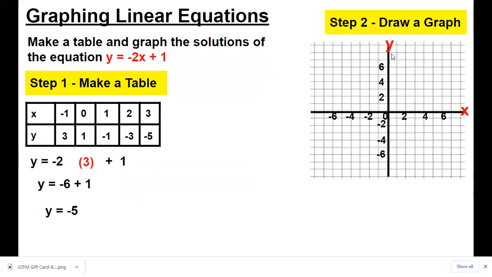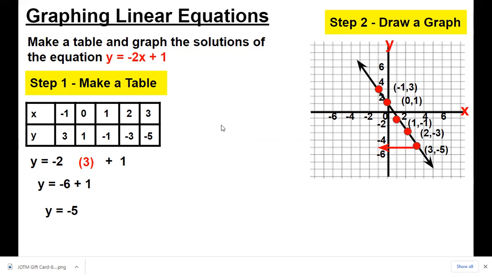Notice how I can make a graph that is like this, because sometimes I have negative numbers, don't I? So then I would put my axes in the center. So let's plot those points. There's negative 1, 3; 0, 1; 1, negative 1; 2, negative 3; and 3, negative 5. Connect my dots. There is my linear graph.